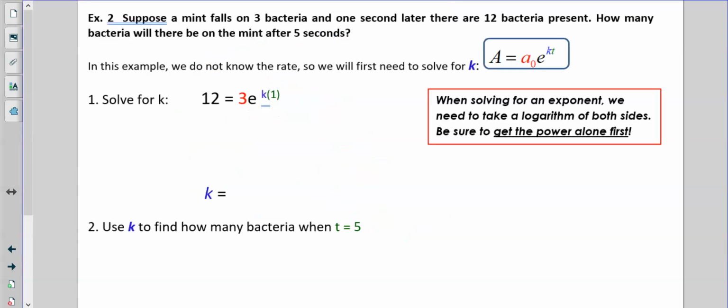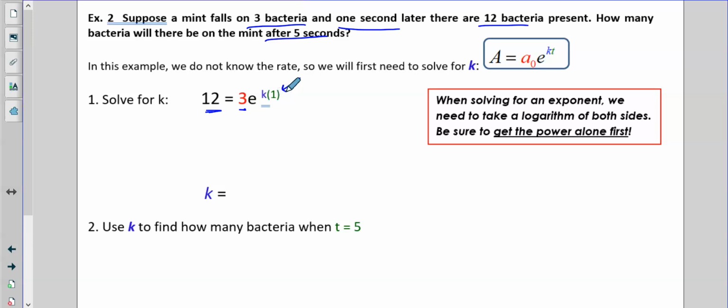Similar idea, suppose a mint falls on 3 bacteria and 1 second later there's 12 bacteria present. How many will be there after 5 seconds? So here we have the formula. This is the future amount, the starting amount, and here's our 1 second.